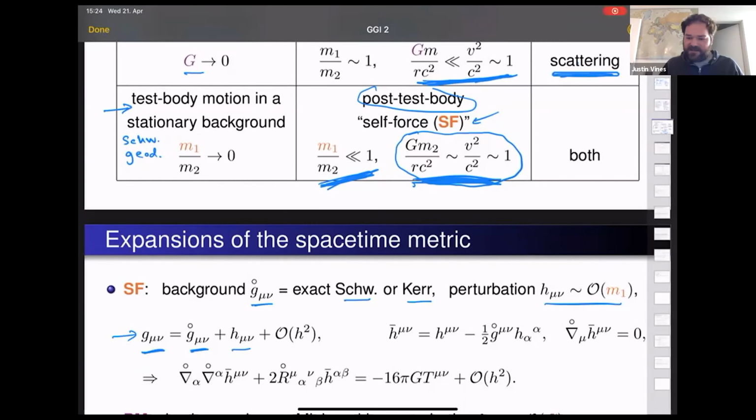We plug that into Einstein equations, we get a field equation for that metric perturbation. Here I'm just defining the trace reversal of that metric perturbation and a gauge condition, which in this context is often called Lorentz gauge, or it's equivalent to harmonic or de Donder coordinates in this context. But we get this field equation, which if you think about it is quite a complicated thing.